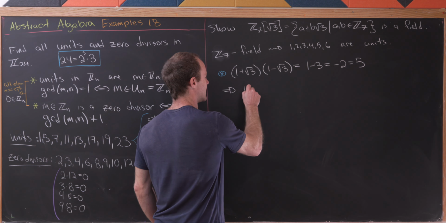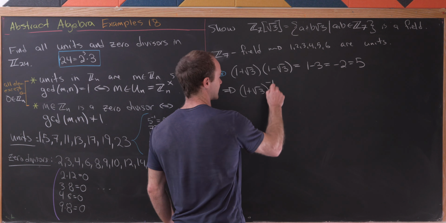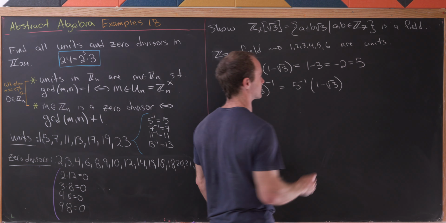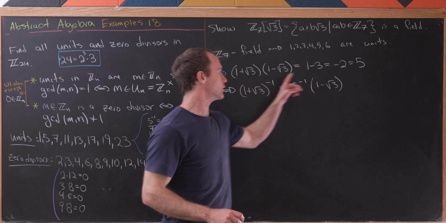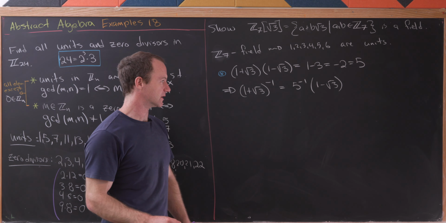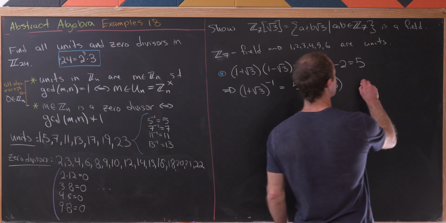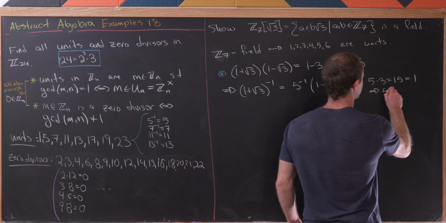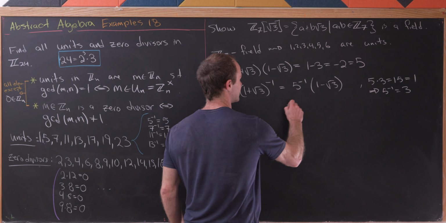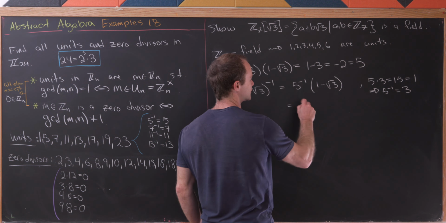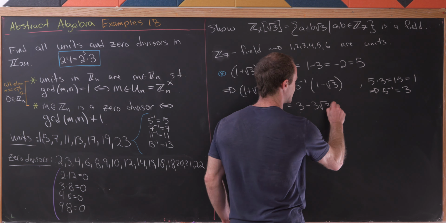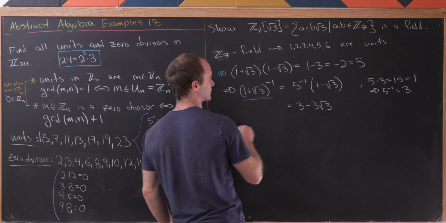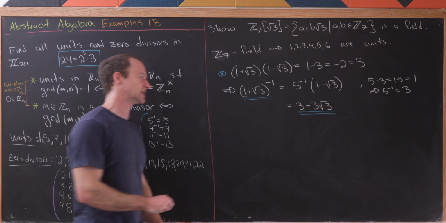That tells me that (1 plus root 3) inverse is equal to 5 inverse times (1 minus root 3). That's just by multiplying both sides of this equation by 5 inverse, if you will. But what's 5 inverse? Well, let's notice inside of Z7, 5 times 3 is 15, which is 1, which makes 5 inverse equal to 3. So that means we could write this as 3, and then distribute it through. This is 3 minus 3 times the square root of 3. So there we found that (1 plus root 3) inverse is 3 minus 3 times root 3.